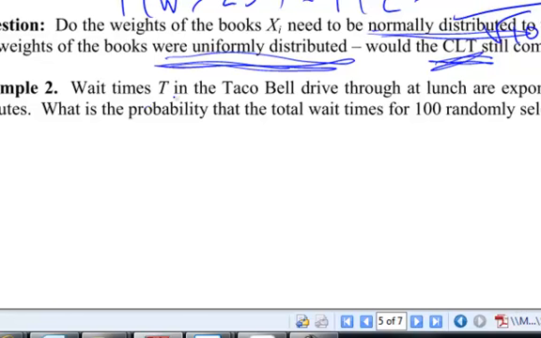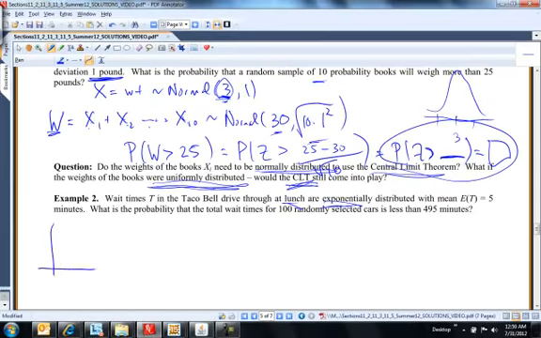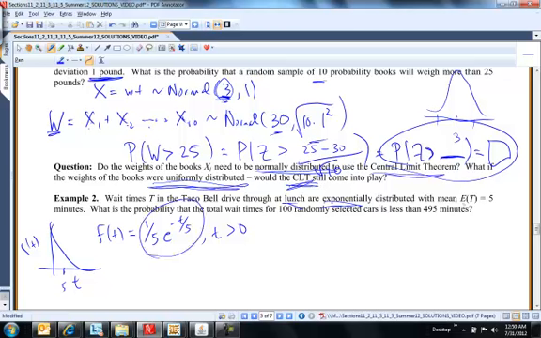Example 2: wait times at Taco Bell for lunch are exponentially distributed with a mean of 5 minutes. So here are wait times. This is t, f of t, and here's 5 minutes. We know that f of t is 1/5 e to the negative t over 5 for t bigger than 0, because that's the distribution for an exponential distribution. What's the probability that total wait times for 100 selected cars is less than 495 minutes?